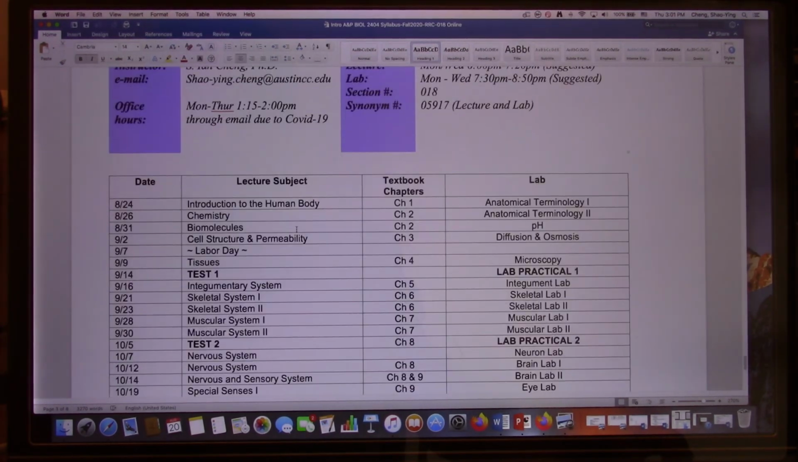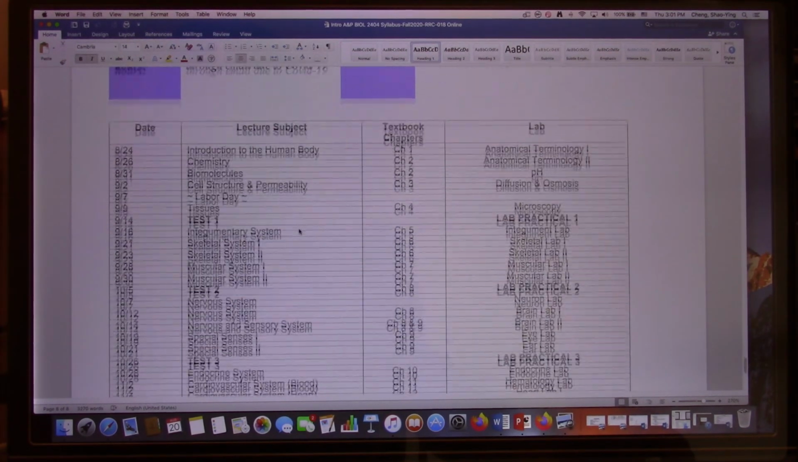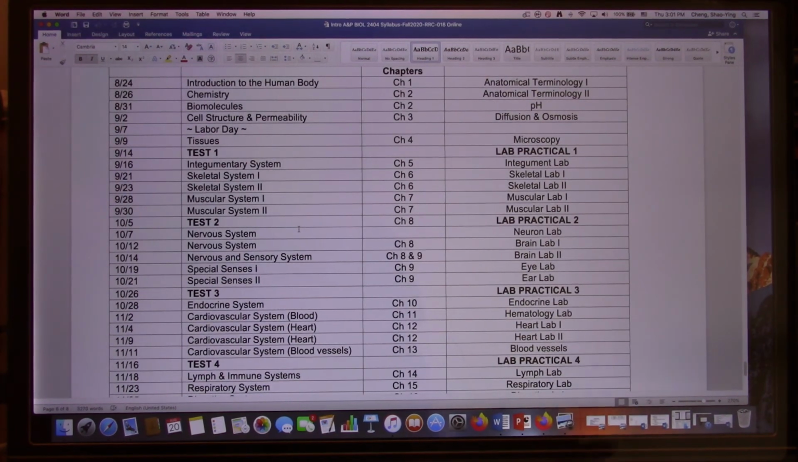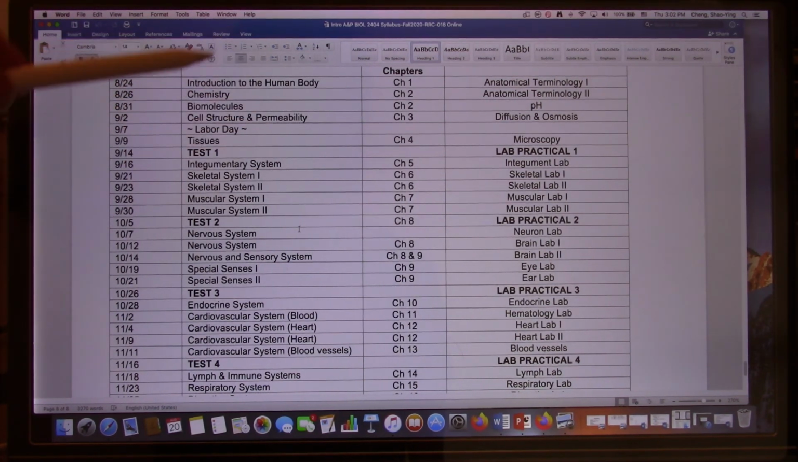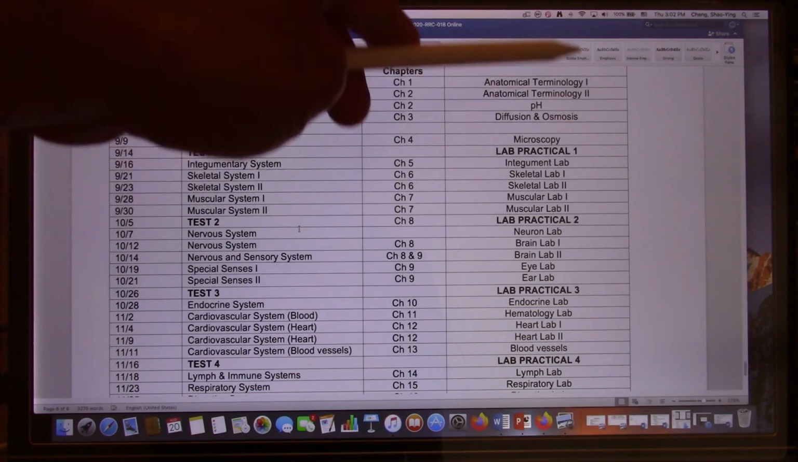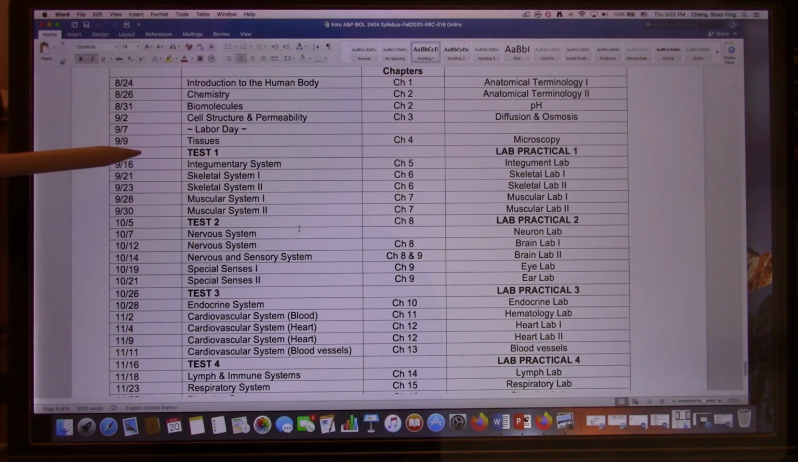That's the last page. Okay, so that's the schedule. You will find the class is organized on Monday, Wednesday, because that's the normal schedule in a normal semester. So this is the Monday, Wednesday class. When you finish these lectures for test 1, you finish this lab practical. The lab practical will always be on either Monday or Wednesday.